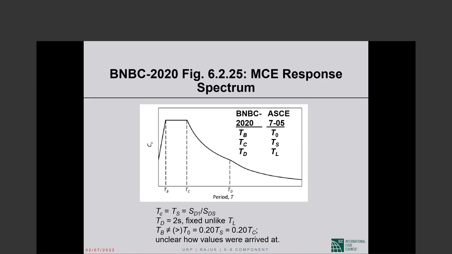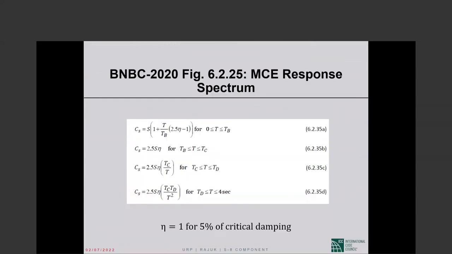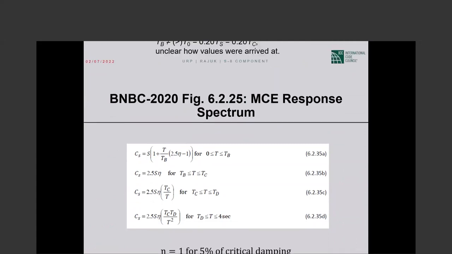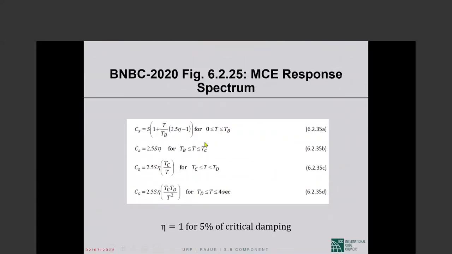But I did want to present this to you. Okay, the comparison between the two. Now, BNBC gives you essentially equations for these branches. Okay, this ramp, the first branch, the second branch, and the third branch. So for all of those, BNBC provides equations, four equations.